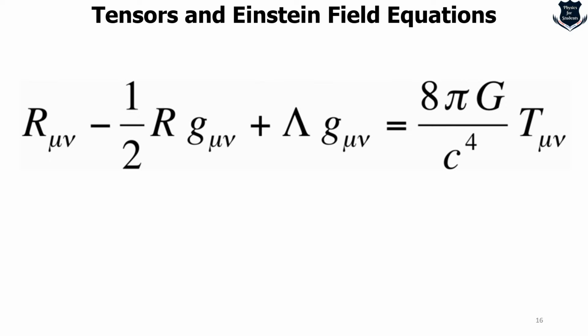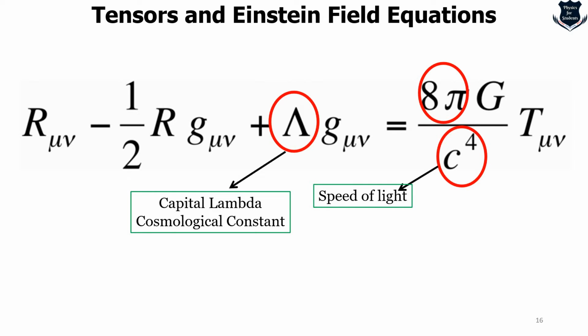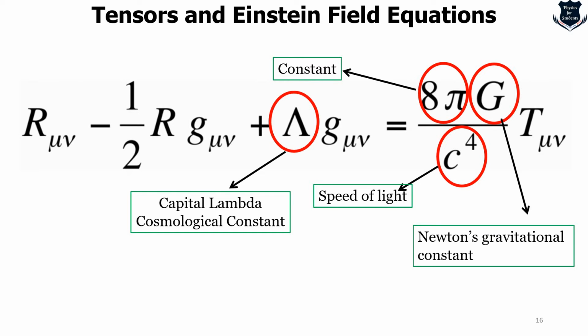Now, there are certain things which are constant, for example lambda, which is called the cosmological constant. We know c^4. I will tell you why it is 4 later. c is the speed of light. We know what 8 pi is. This is a constant, and the good old-fashioned gravitational constant G. So these are the things which are constant. Now we are worried about the things which are variable, and we will look into the components of Einstein's field equation in the next part of our video.